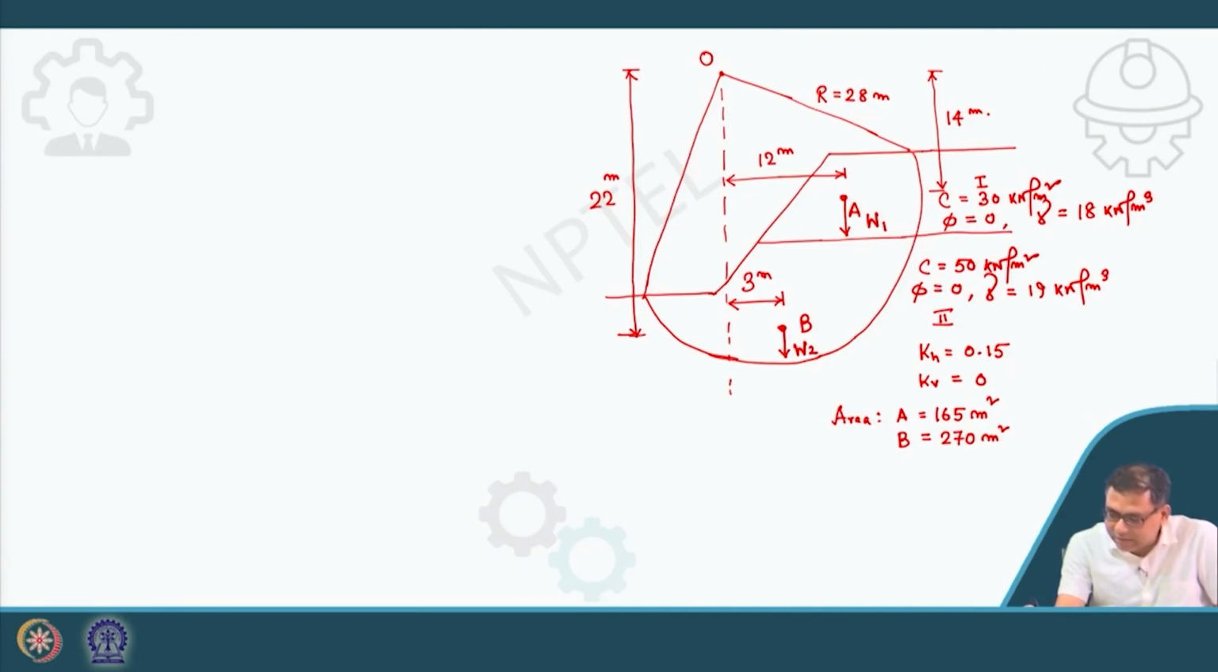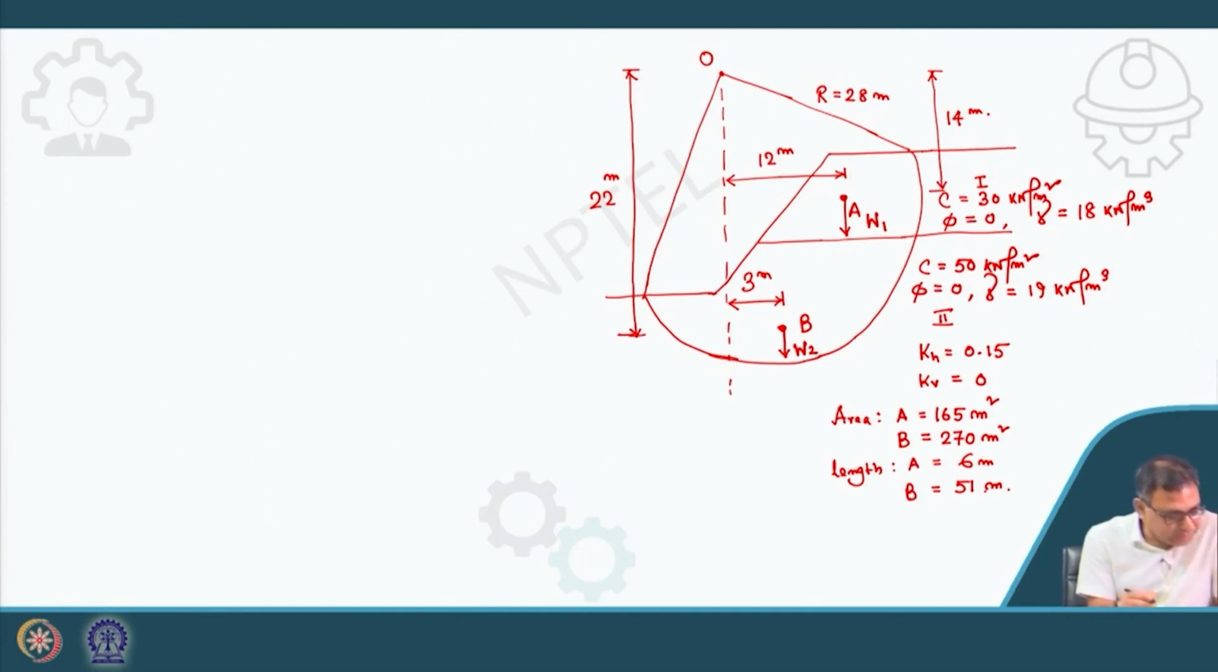Similarly, the failure surface length of this A zone in layer 1 is 6 meter. And for the B failure mass, the length is much larger compared to zone A, so that is 51 meter. Now we have to check the static factor of safety, then the seismic factor of safety.